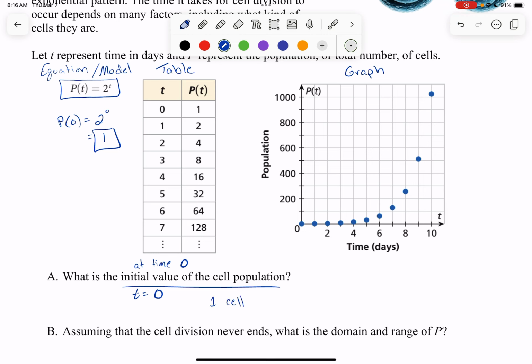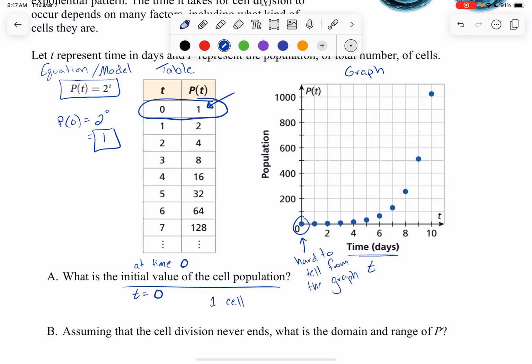From the table, I look for an input of 0. What's my output? Again, we start there with 1 cell. Now on my graph, here's my time, this is my T, and then my Y is my population. So really we're looking at this point right here, the initial time, but it's really hard to tell from the graph.